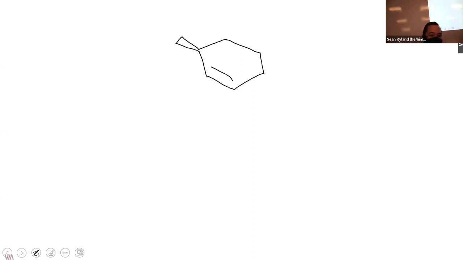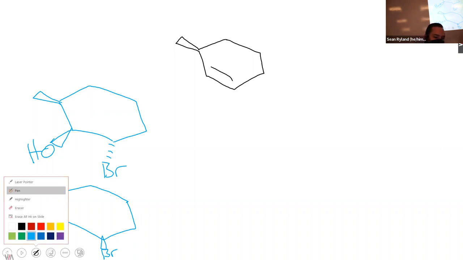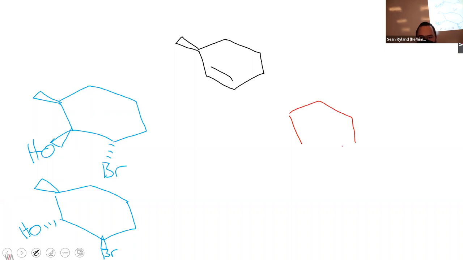So we can have oxygen up, which would mean bromine down, or we could flip those. Then we have the same two stereoisomers, but with the OH and the bromine switched, if we switch their two positions. So we could have bromine, OH.